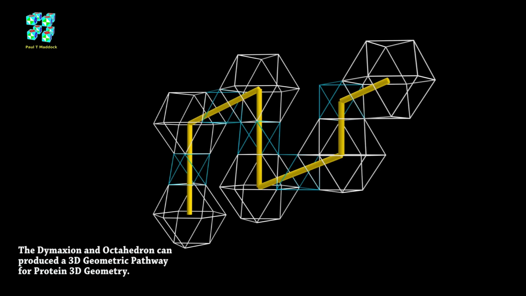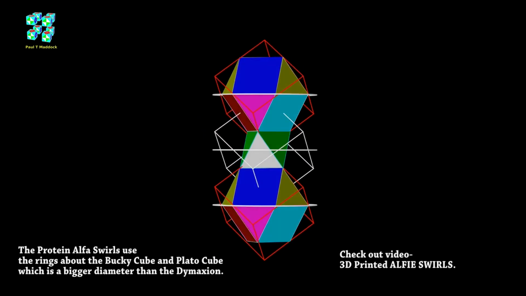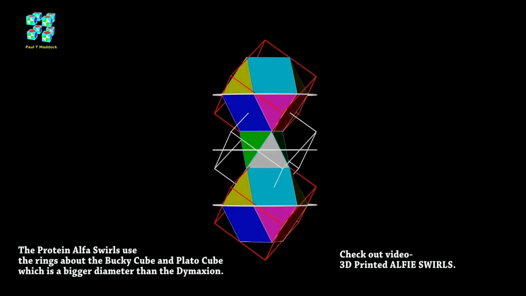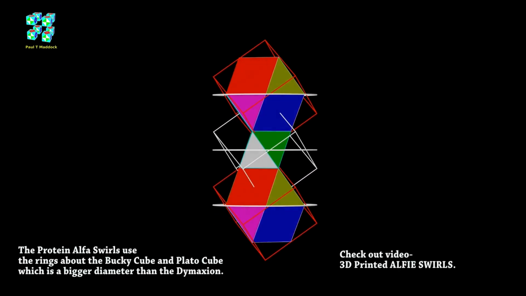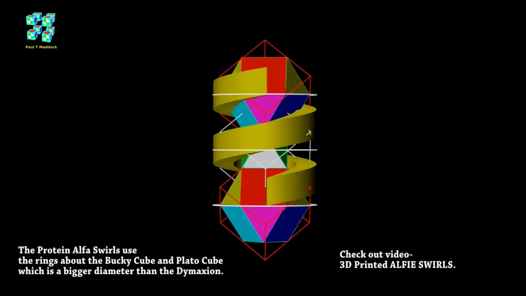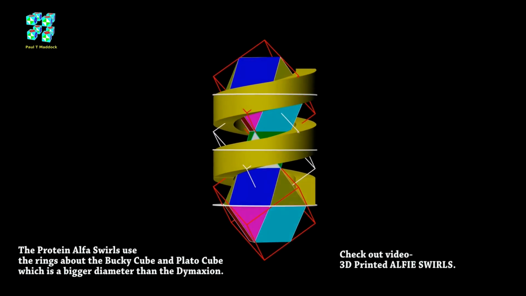Now what I found is that the swirls come out of the geometry of the cubes, the Plato and Bucky cube strings. Now this gives the swirls a bigger diameter than the Dymaxion strings. And I showed this in my other video that I made earlier on about Alphy swirls, 3D printed Alphy swirls. I'll give you a glimpse of these Alphy swirls rotating.